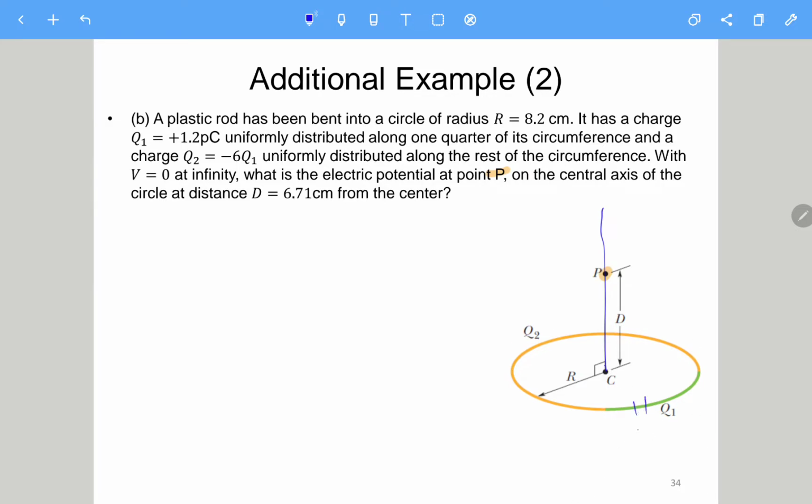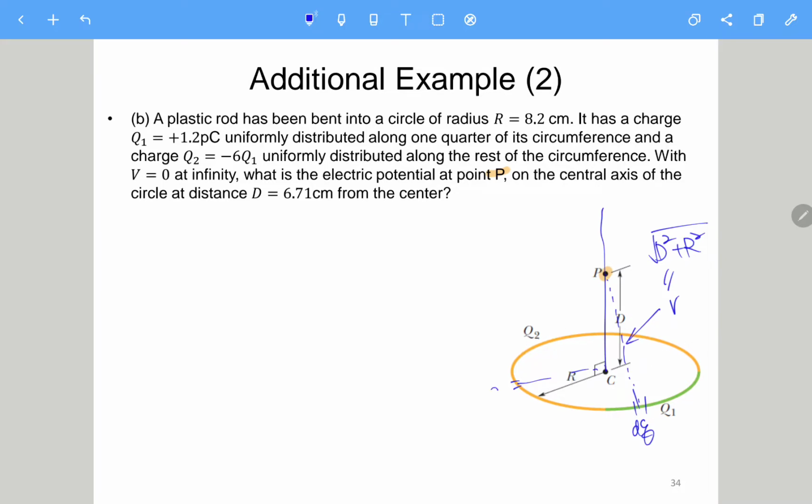Now if you consider dq here, this is the distance from the circle to the point P we concern. So this r is nothing but the square root of d square plus r square according to the Pythagorean theorem. This is capital D, this is capital R. For every point, this is a right angle triangle because this axis is perpendicular to this plane.